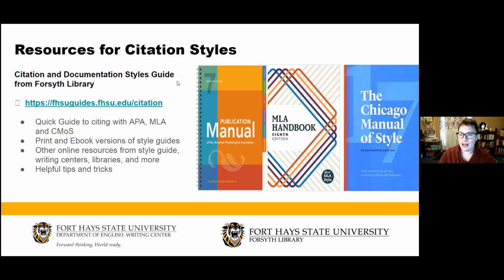Okay. So at Forsyth Library, we have lots of resources for you for citation styles, no matter which style you might be using. And we have this great guide to citation and documentation styles. We have the link right here. We can put that in the chat for you so you can go check it out yourself, but I'll show you some images of it. And this is always available through Forsyth Library. It gives you a quick guide to the main styles, APA, MLA, and Chicago, and other resources that you can use for the guide. And I'll show you what that looks like right now.